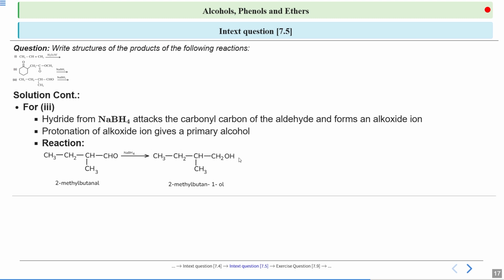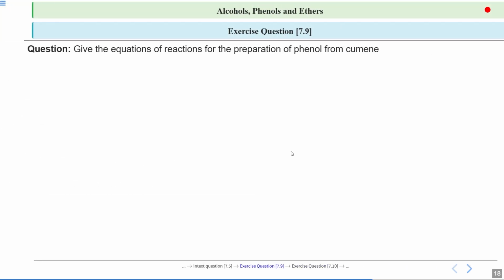See, this carbon to which your OH group is attached is further connected to one carbon only. So this is 2-methyl butan-1-ol, because at the second carbon your methyl group is attached. This is how an aldehyde is reduced to a primary alcohol in the presence of a mild reducing agent, that is NaBH4. Now see the next question.